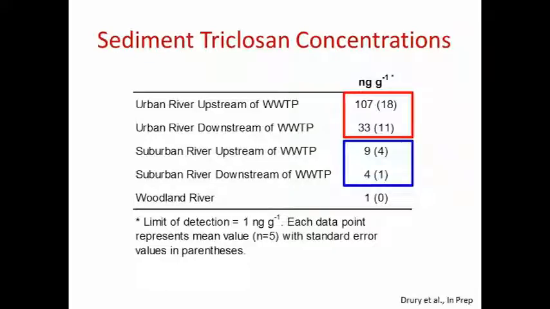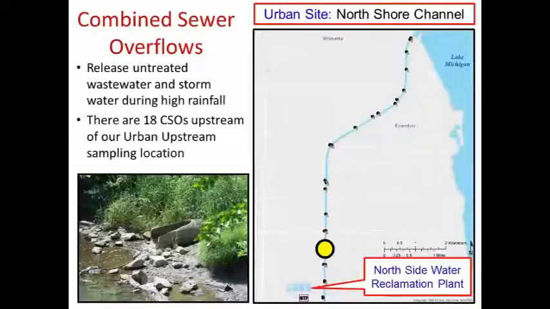And so we did some further investigation of our sites, and it turns out that if you look at the urban river, there are actually 18 combined sewer overflow inputs upstream of our upstream site. A combined sewer overflow is basically a pipe that enters into a surface water like a river or stream. When there's a high rainfall event, that pipe shoots untreated wastewater and stormwater into the river. So when there's too much rain, all the water just goes into the river.